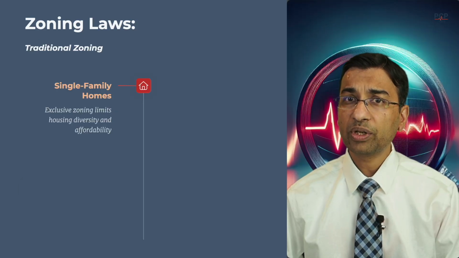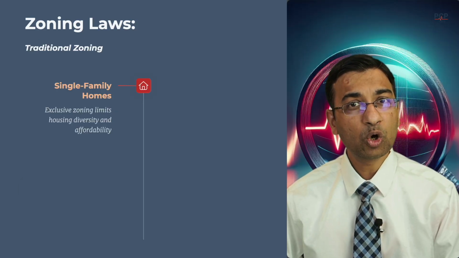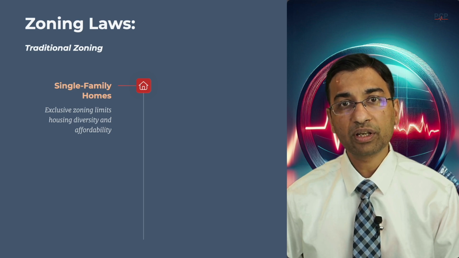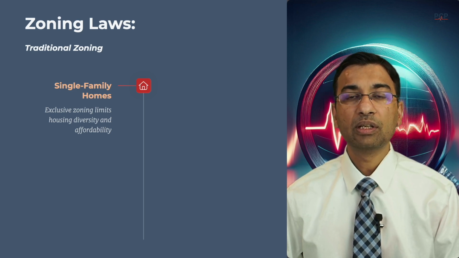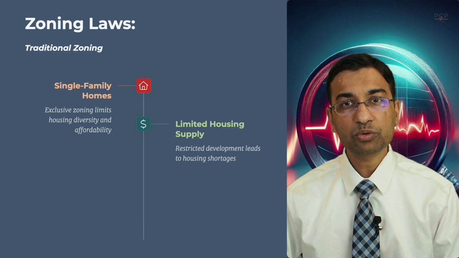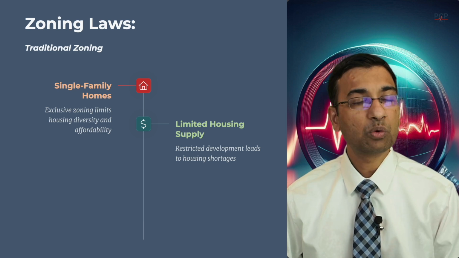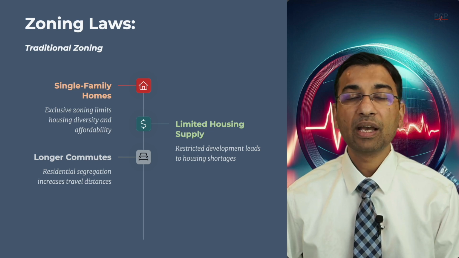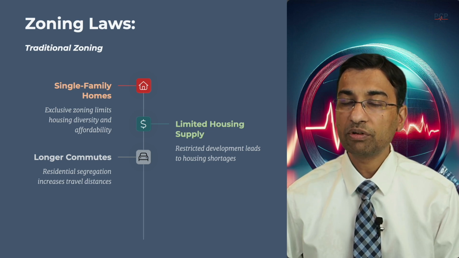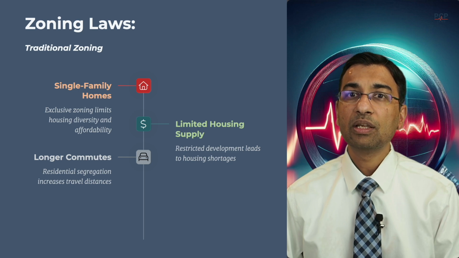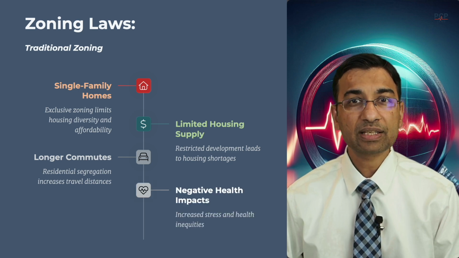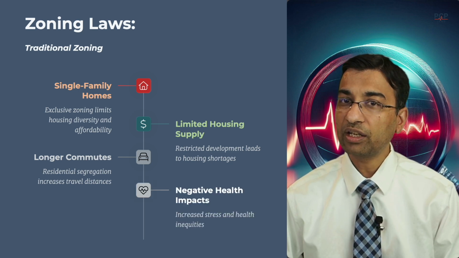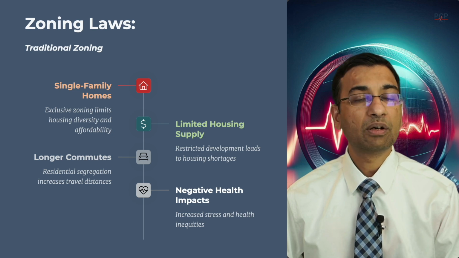Traditional zoning laws in the United States have favored single-family homes, which has led to lack of housing diversity and affordability. Limited housing supply leads to housing shortages, raising costs and worsening the housing crisis. People living in single-family homes have larger commutes, and it also increases residential segregation. The impact of these zoning laws affects health by increasing stress and health inequities for people who cannot afford housing.